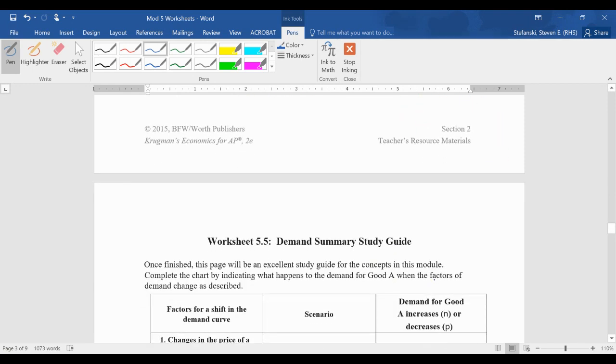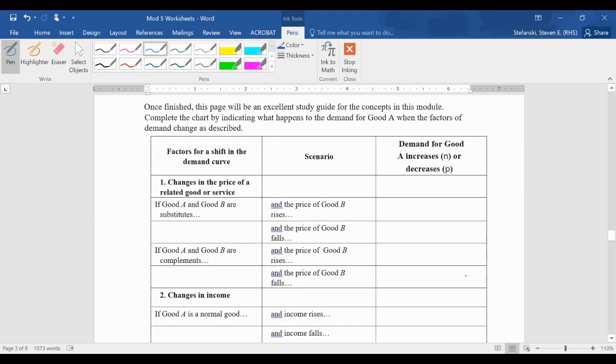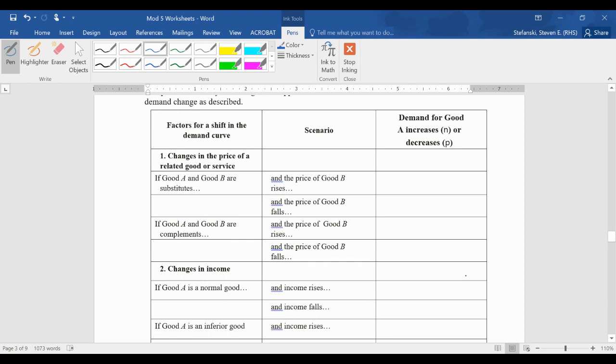So then that goes to 5.5, and 5.5 asks you the different scenarios here. If we go through the different scenarios, you're going to put what happens if it's an increase or decrease in demand. An increase in demand would be a shift right, and a decrease in demand would be a shift left.